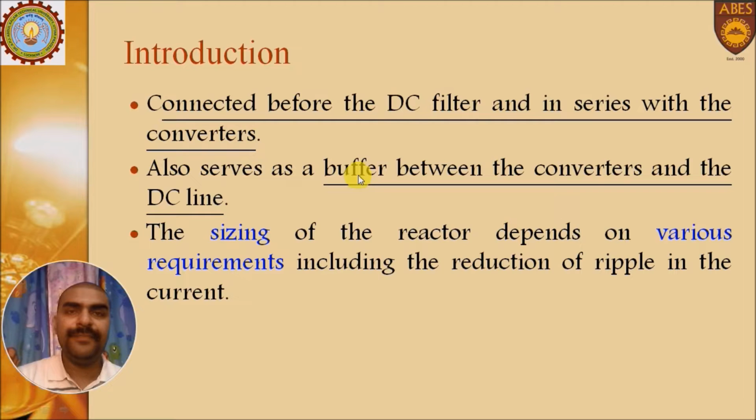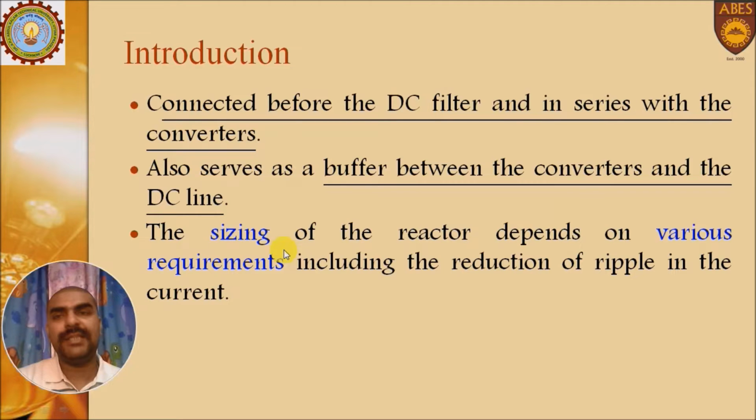Whenever the size of the smoothing reactor is selected, there are certain parameters which we need to consider for that selection. The sizing of the reactor depends on various requirements. Those requirements can include the reduction in ripples or some others, which we will discuss later in this video. So the selection of the reactor is an important parameter for sizing of a smoothing reactor, and it has to be selected very carefully.